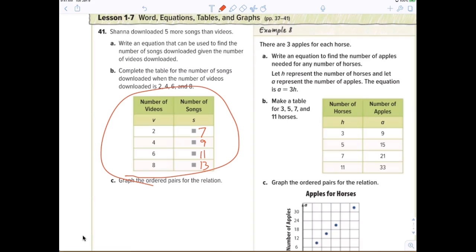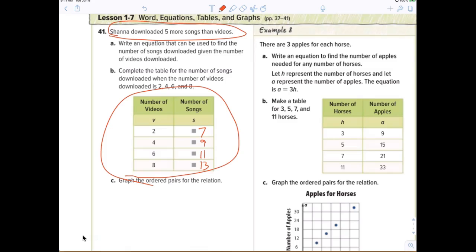Well, look what it says right here. That's where I think some of you are making a mistake. You're not reading the full instructions. Shayna downloaded 5 more songs than videos. So however many videos she did, she added 5 to get to the number of songs. Everybody okay with that? Does that make sense now?